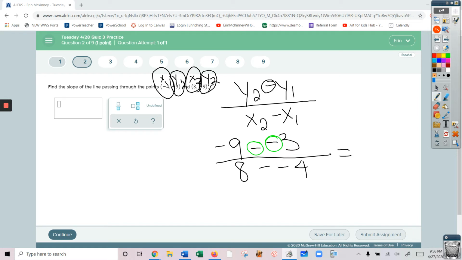And you can use a calculator or use adding the opposite or whatever you want to use to get these combined. So negative 9 minus negative 3 is negative 6, and 8 minus negative 4 is positive 12. Remember, slope always has to be in reduced improper fraction form. So you could either put negative 6 over 12 into your calculator and have it reduce it for you, or just know that they're both divisible by 6. And so our reduced answer would be negative 1/2.